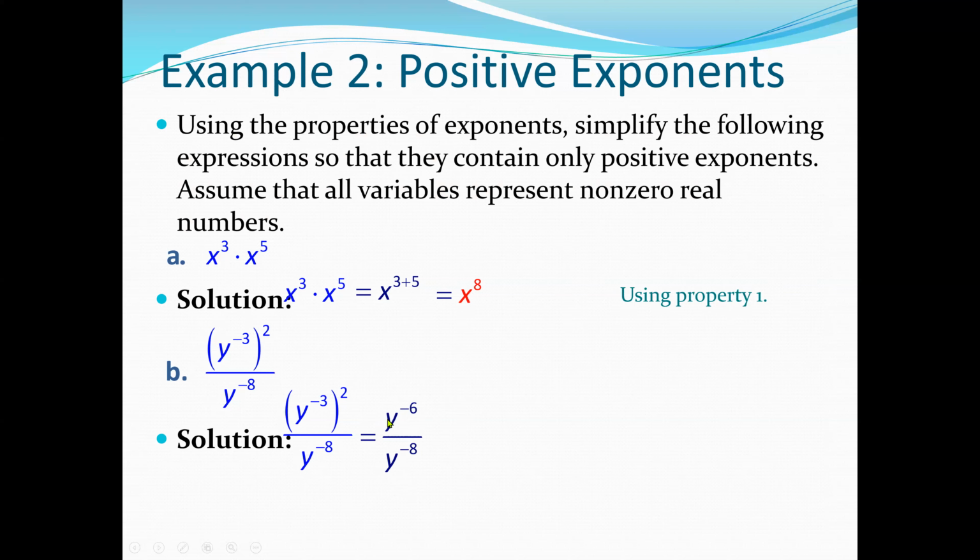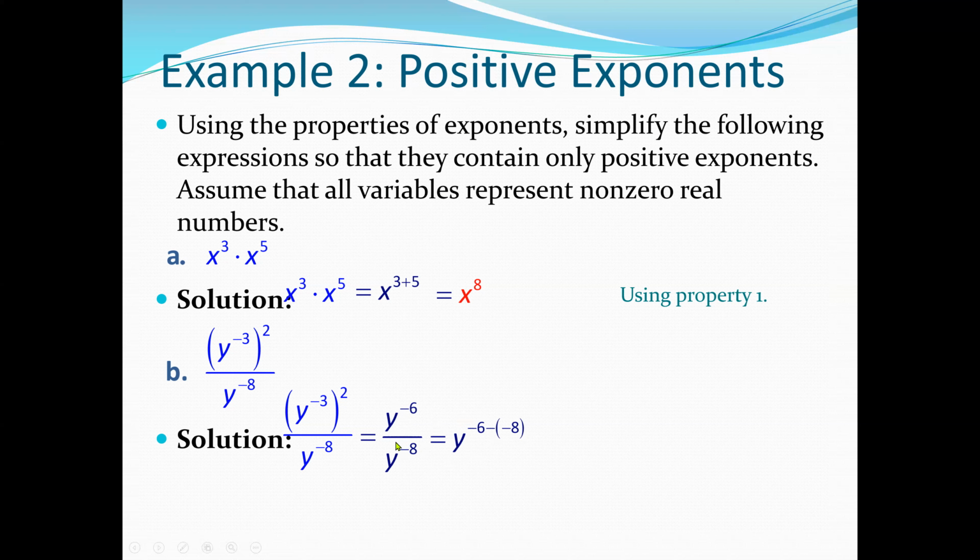Now we know, with a negative exponent, we have to find the reciprocal of that value. So y to the power negative 6 has to come down, but y to the power negative 8 also has to go up to have both positive. Or another option we can do, since we are dividing, we will say y to the power negative 6 minus negative 8.